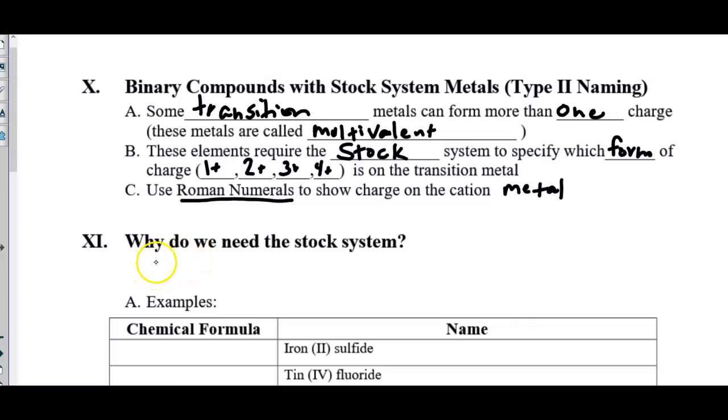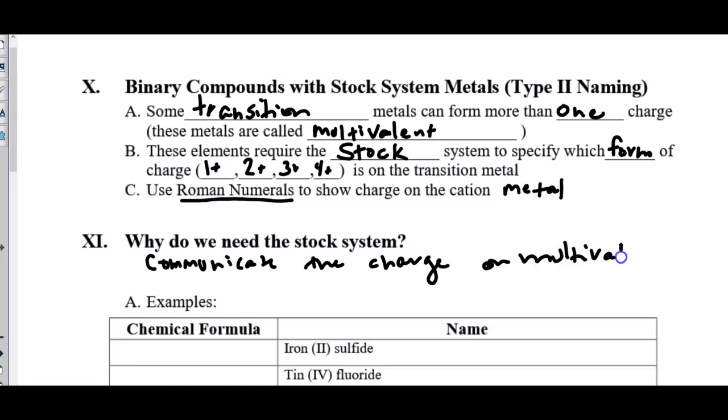Or we're going to need the stock system when we need to communicate the charge on a multivalent element. Okay. And that keeps everybody on the same page. We're all using the same system. So we're going to put multivalent elements, or metals that we need to be able to say what the charge is going to be. All right.